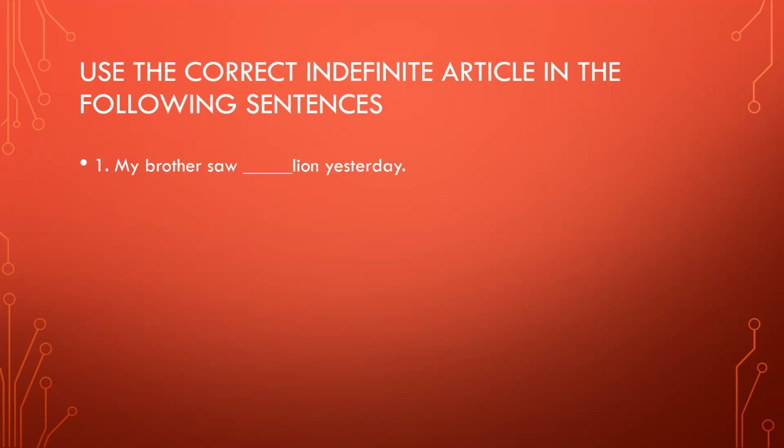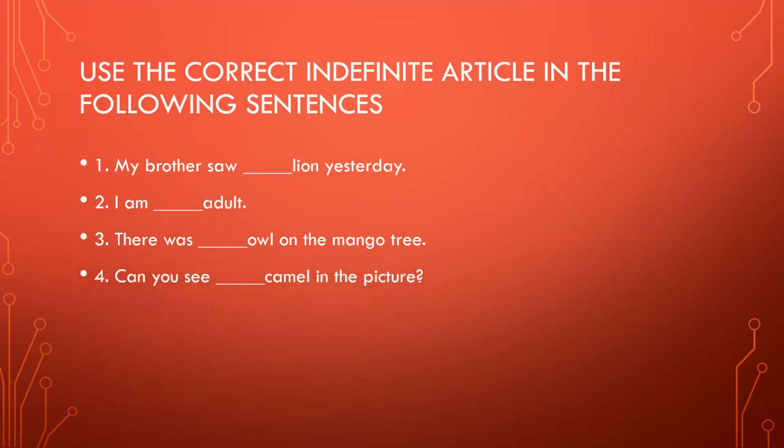Okay? But in this case, of course, we are only using indefinite articles. What about this one? I am dash adult. There was dash mango on the mango tree. Can you see dash camel in the picture? Did you get that right? A lion yesterday? Not an lion. Why? Because of the l sound. It is definitely a consonant sound.